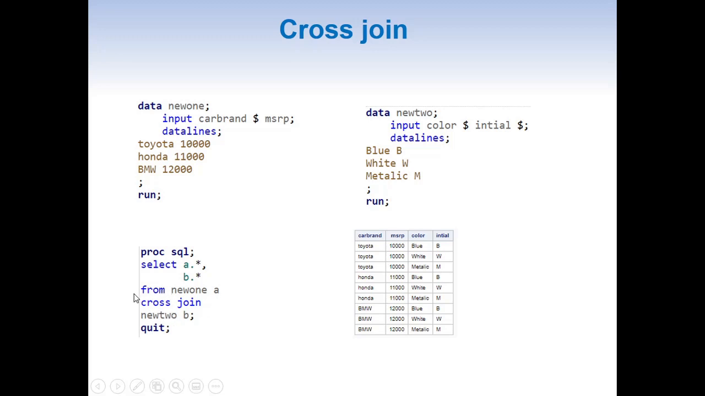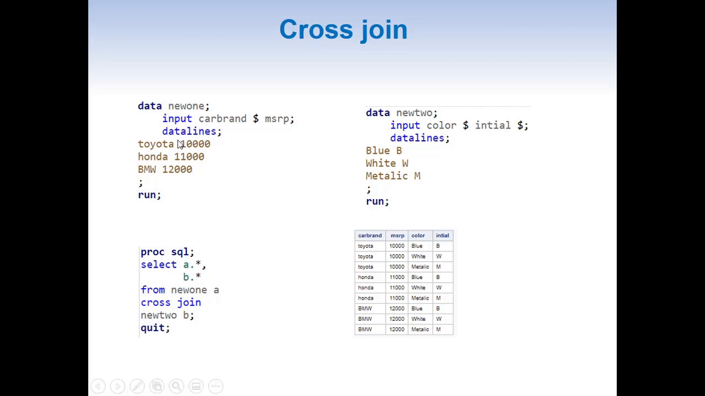Now I want you to focus here. I do not have anything like on, meaning I'm not joining on any variable. All I'm doing is using cross join. What this does is combine this value with all other values in the data set, and it is shown here. I do not want to delve too much into cross join, but I want you to be careful whenever you are doing a cross join.